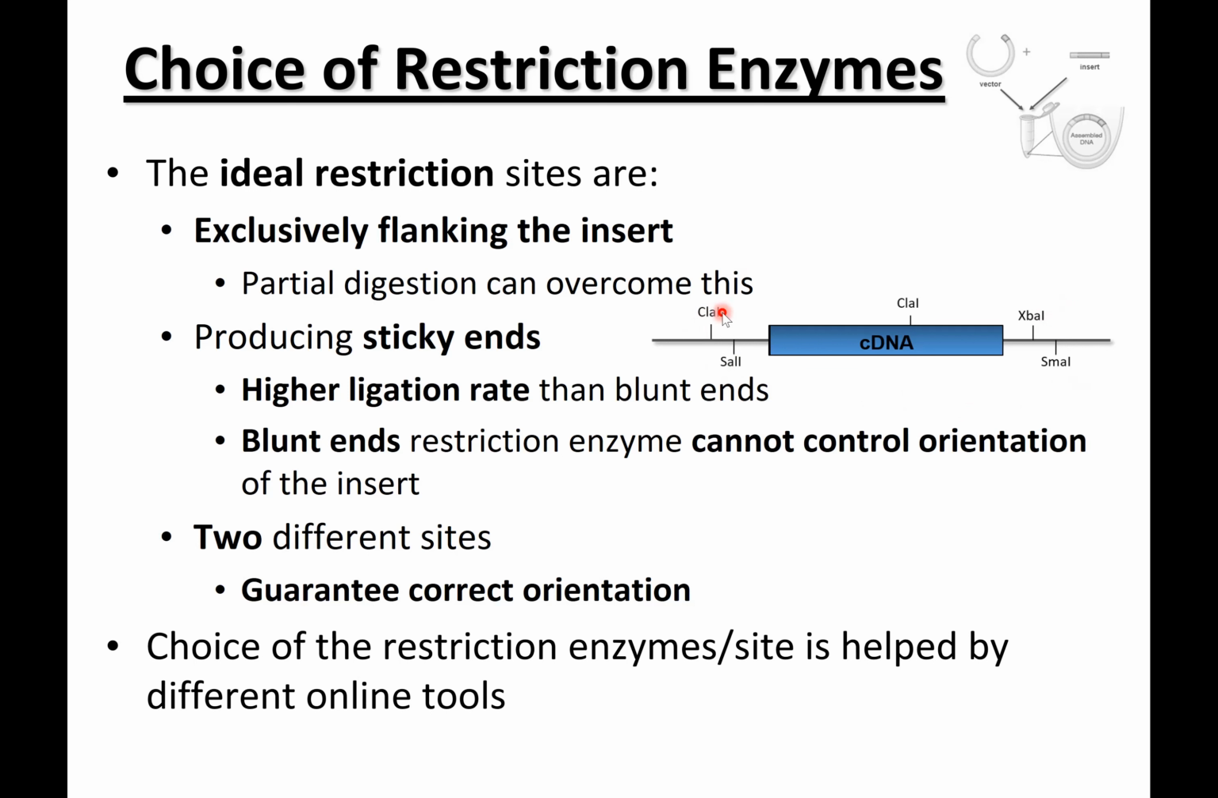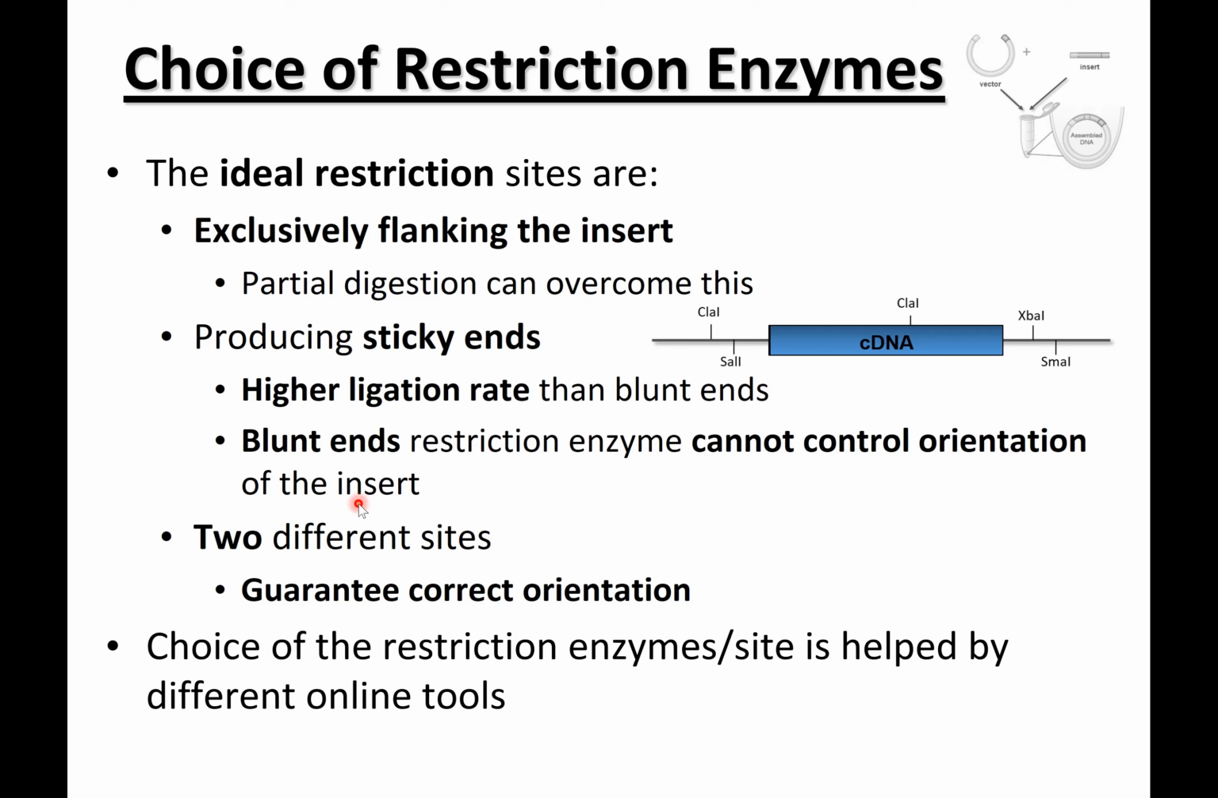Okay. Now, ideally also, as I said before, you want something that produces sticky ends. They're much easier to work with than blunt ends. In general, they have a higher ligation rate. And compared to blunt ends, if you use two different enzymes, so two different sites, you can actually control the orientation of the insert, right?